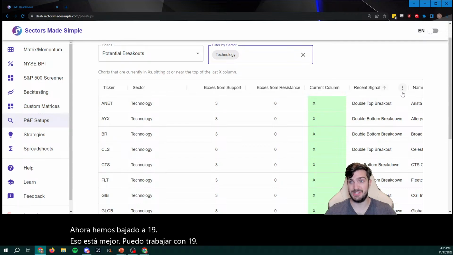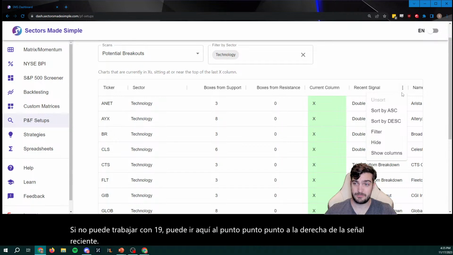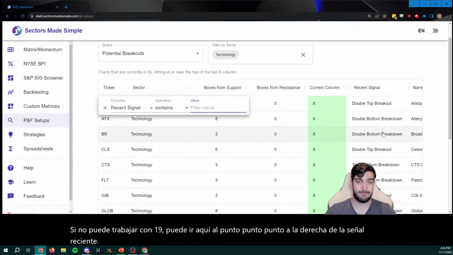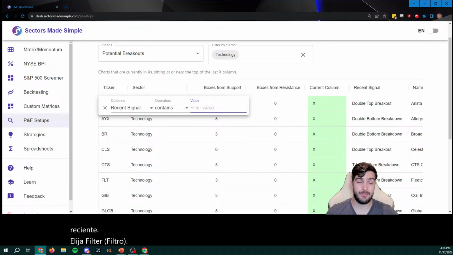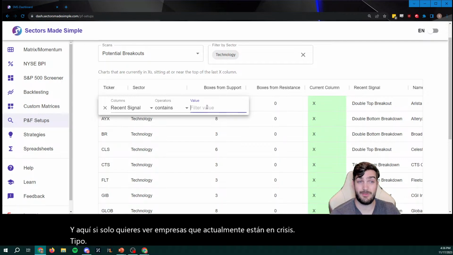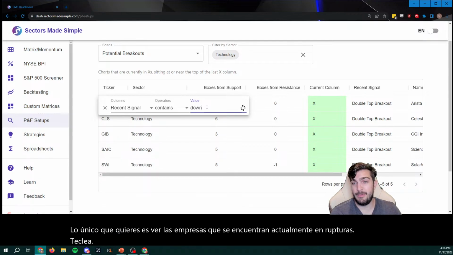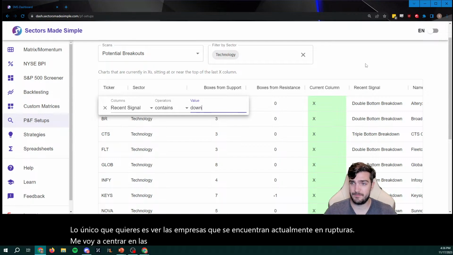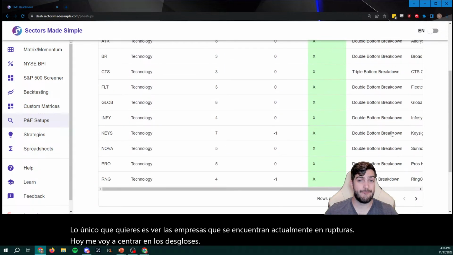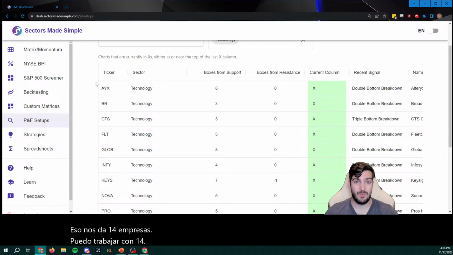If you can't work with 19, you can go here to the right of recent signal, choose filter, and here, if you only want to see companies that are currently on breakdowns, type down. If you only want to see companies currently on breakouts, type out. I'm going to focus on breakdowns for today. That gives us 14 companies. I can work with 14. The last step was take a look at their stock charts, see if you like them.